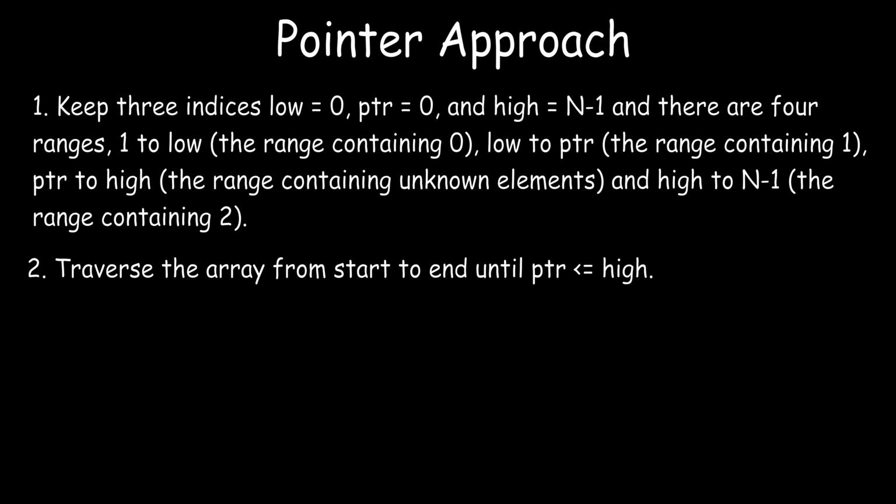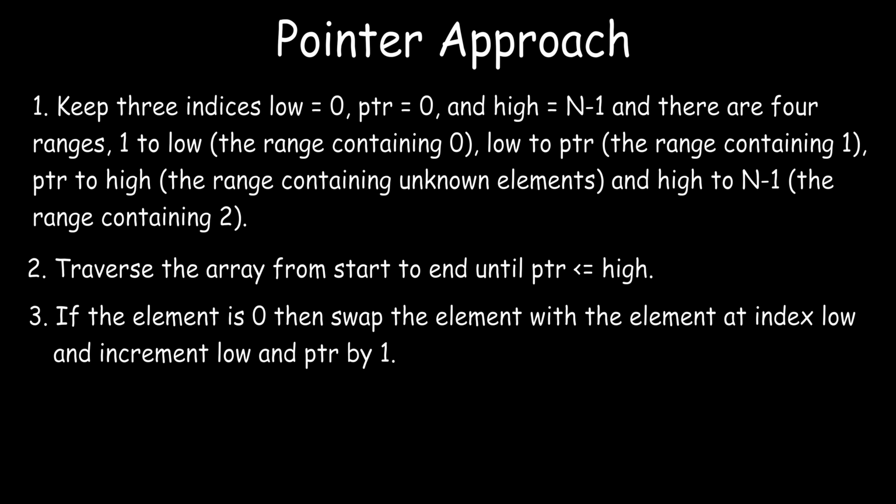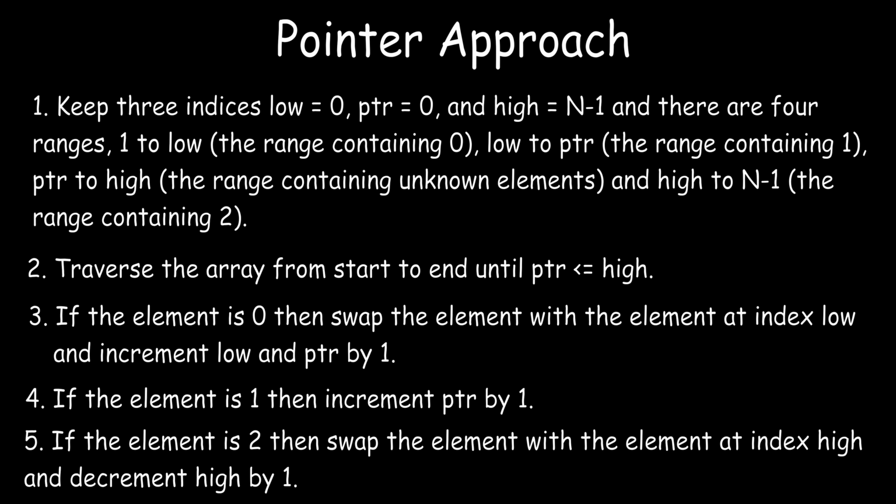The second step is to traverse the array from start to end until pointer is higher than high. If the element at pointer index is 0, swap the element with the element at index low and increment low and pointer by 1. If the element at pointer is 1, then increment the pointer by 1. If the element at pointer is 2, then swap the element with the element at index high and decrement high by 1. These are the steps of the approach for this algorithm.